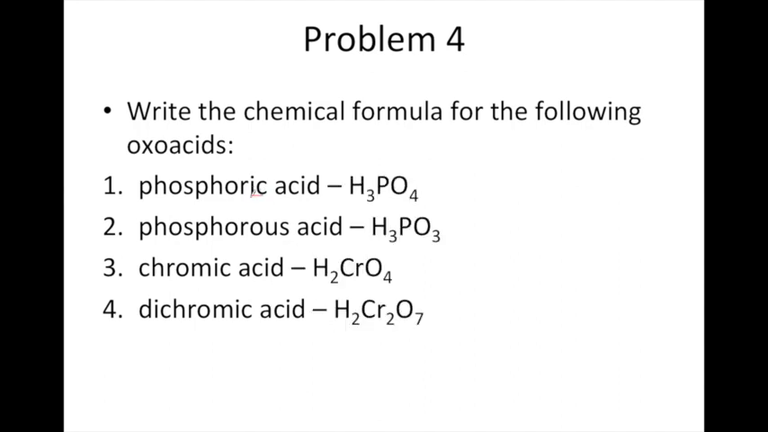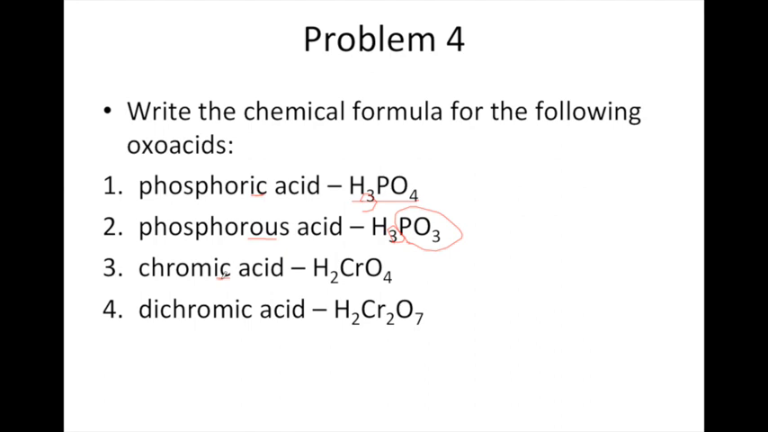So phosphoric tells me that we're going to be using the phosphate ion. So phosphate is a -3, so we need 3 hydrogens, so H3PO4. Phosphorus tells me we're going to be using the phosphite ion. Phosphite is PO3 3-, so we need, again, 3 hydrogens, so H3PO3.